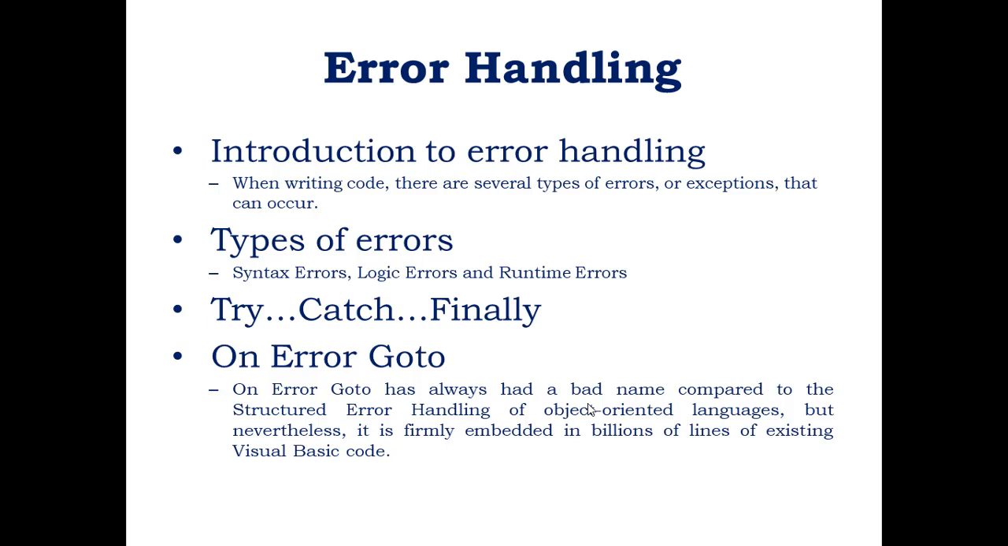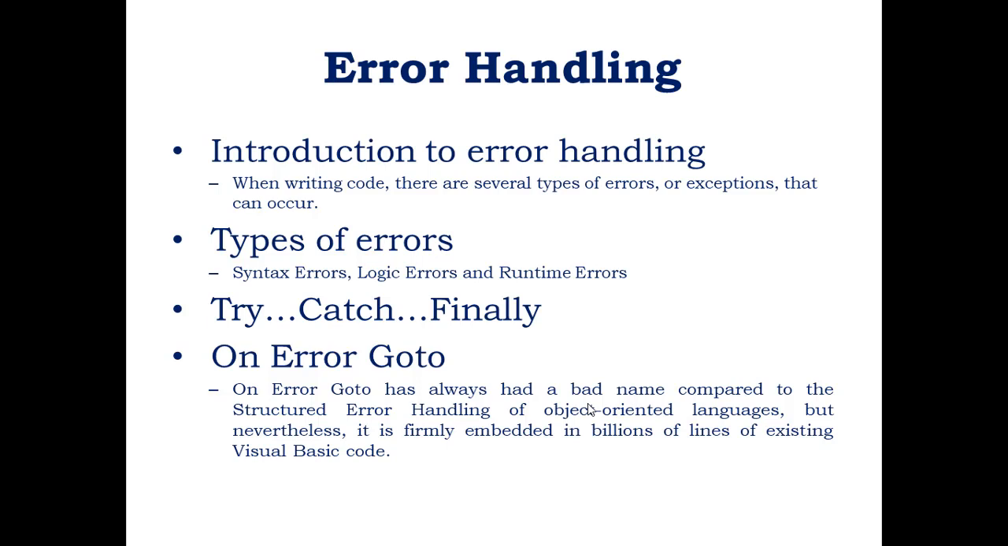Those are the important topics. Now an introduction to error handling. When writing code, there are several types of errors or exceptions that can occur. Examples of the types of errors: syntax error, logical error, and runtime error. Try catch finally, that topic will be discussed later.